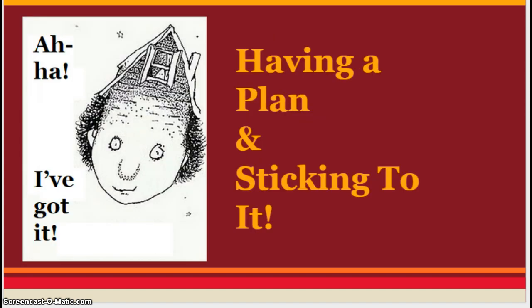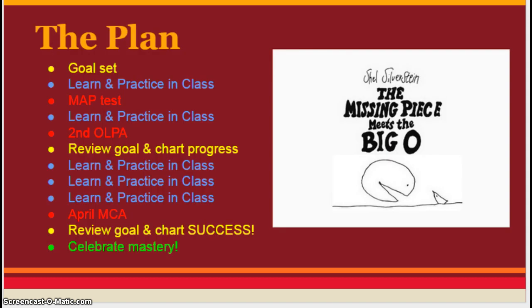Now, let's talk about where we're going with this. Here's the plan. Your goal setting right now. You're going to then learn and practice in class. We'll be taking the MAP test as usual to see how much you've grown so far this year. Then you're going to continue to learn and practice in class. You'll be taking the second OLPA again in February. Then you'll go through the goal setting process again and chart your score again.